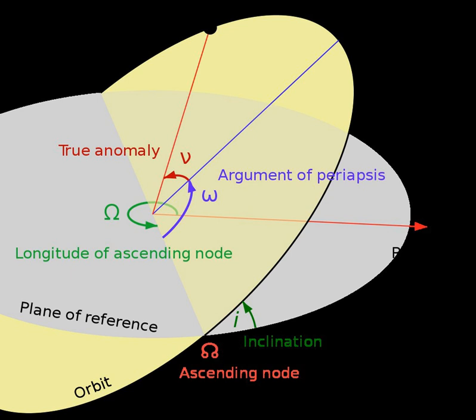Alternatively, real trajectories can be modeled as a sequence of Keplerian orbits that osculate, kiss, or touch the real trajectory. They can also be described by the so-called planetary equations, differential equations which come in different forms developed by Lagrange, Gauss, Delaunay, Poincaré, or Hill.